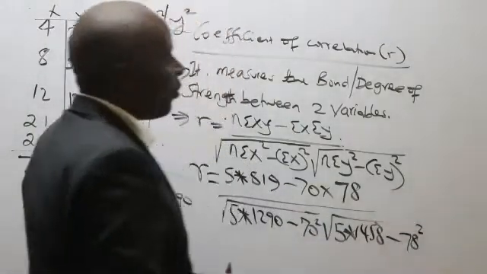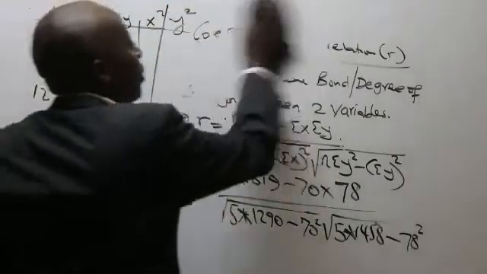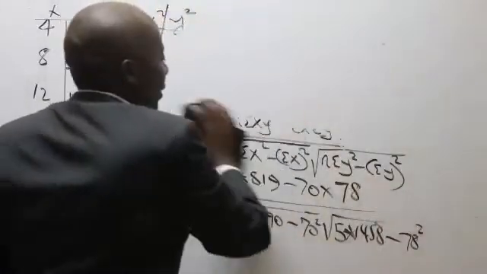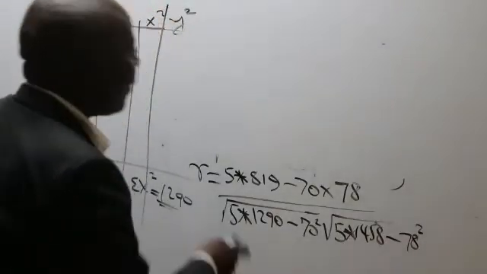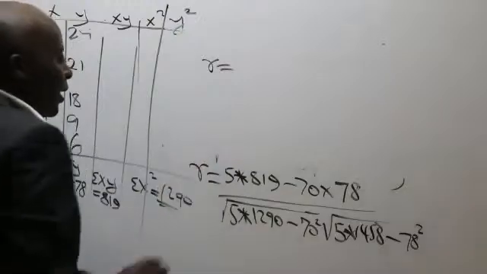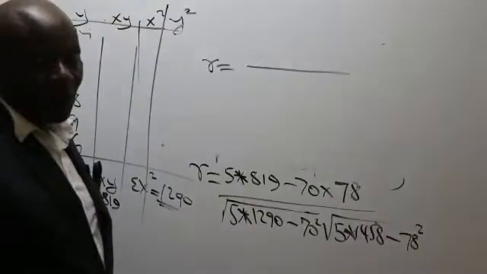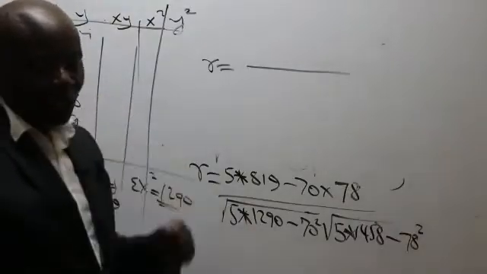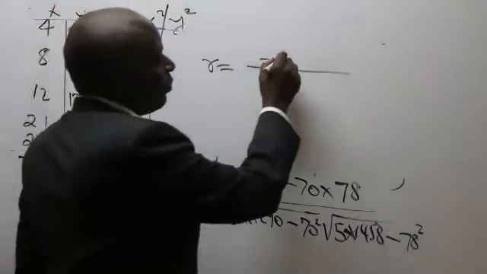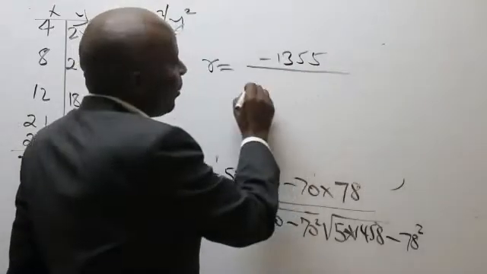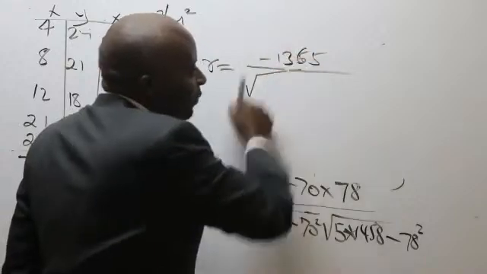Here now you must go slowly, step by step, or you will get it wrong. So our R here will be equal to the numerator first. Someone says that it's negative. What do you get for the numerator? Negative 1365. Please, could you repeat? Negative 1355. Thank you very much.